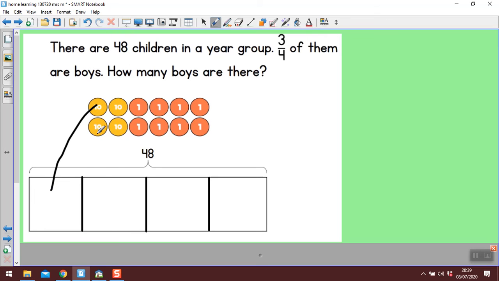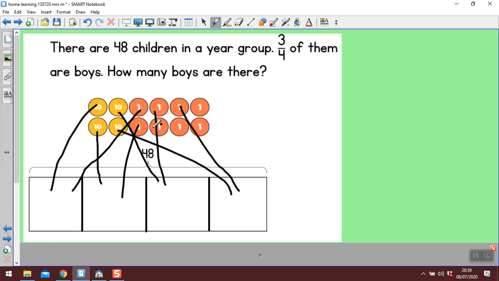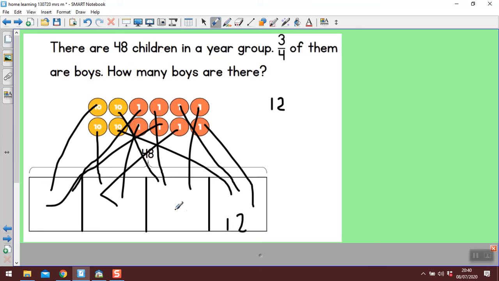a 10 in there, a 10 in there, a 10 in there, and a 10 in there, and eight 1s. So I'm going to have 10, a 1, and a 1 in each, which is 12. So each part is worth 12. Altogether they'll make 48.